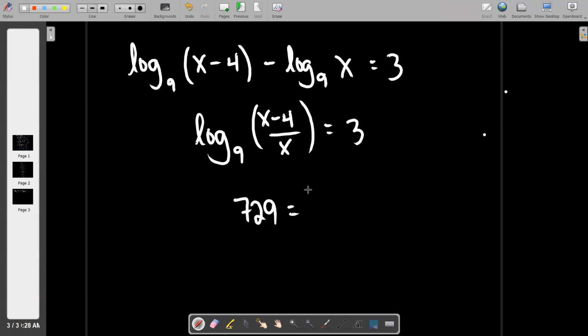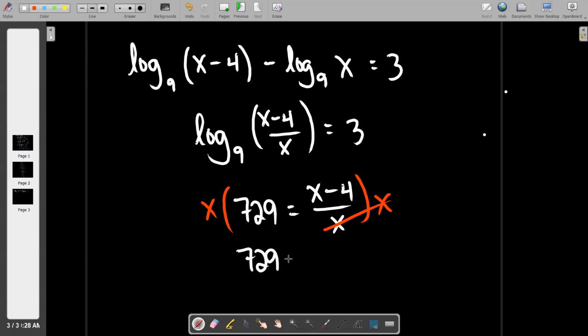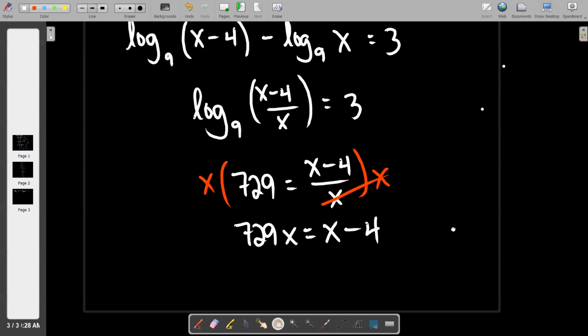729 equals x minus 4 over x. That's 9 to the third power, right? How are we going to solve this? Multiply both sides by x. Very good. So that's going to go x over there, x over there. The x's are going to cancel. We have a mess. It's okay. So we have 729x equals x minus 4.